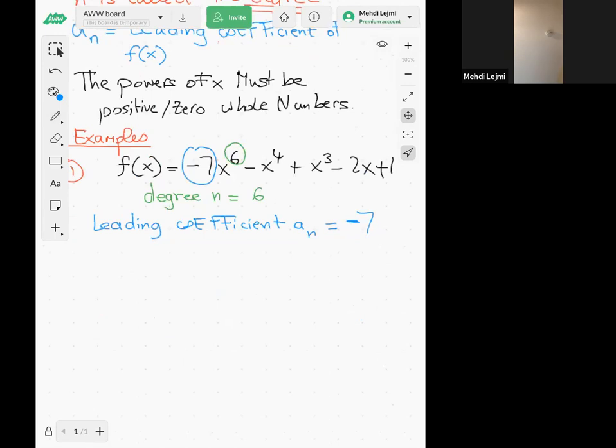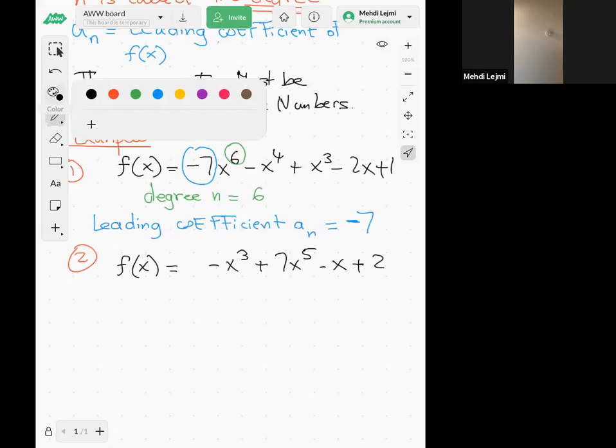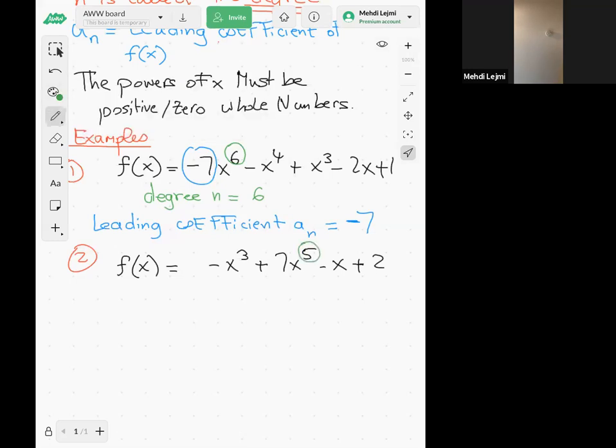So for example, let's say you have f of x equals x minus x cubed plus 7x to the power 5 minus x plus 2. All right, so here, what will be the degree of f of x? So be careful. The degree is the highest power of x. So it's not the cube, it's the power 5 here. That will be the degree, right? That's the highest power. So the degree n here is 5.